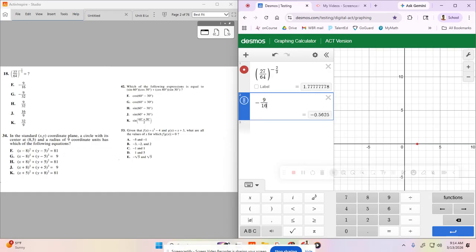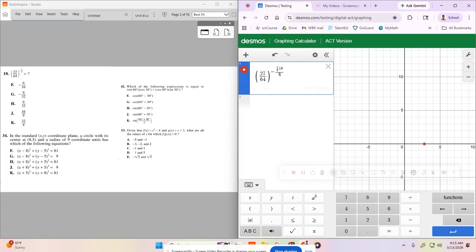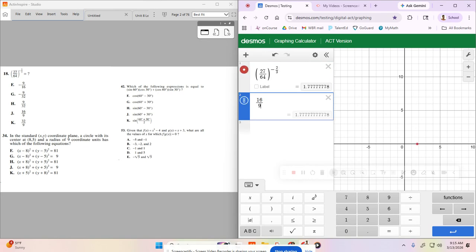-9 over 16. So I know it's not going to be a negative. So try 9, option C is 9 over 32. Forgot to get rid of my negative. That's not correct. What about 16 over 9. Whoa, back up. 16 over 9. Ah, that is the exact same decimal, so J is correct.